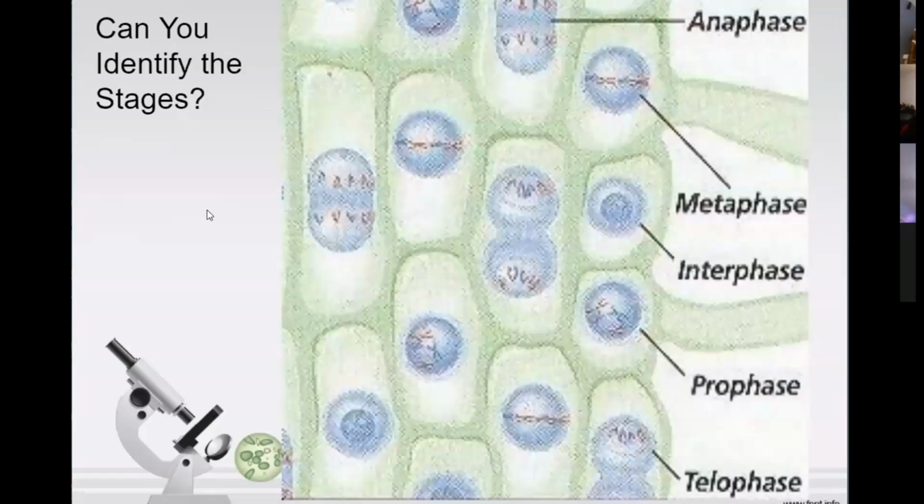So we're just going to go through a couple of these next slides together. See if you can identify which phase the slides are in before I turn you loose. Okay. So we're almost done.